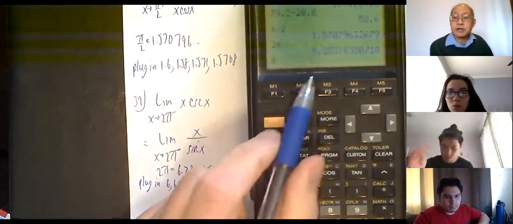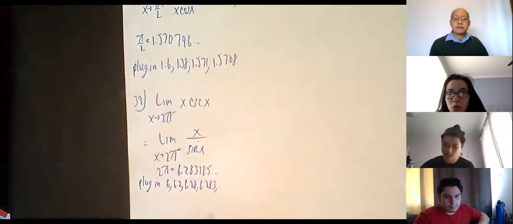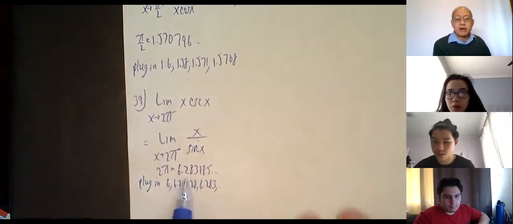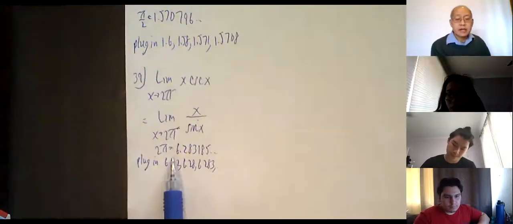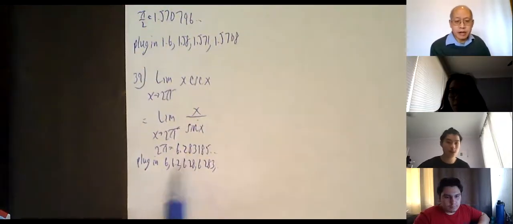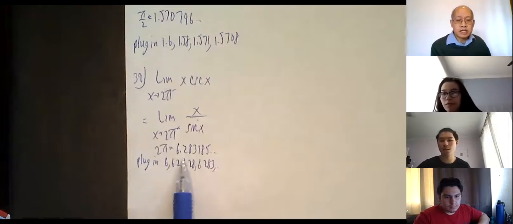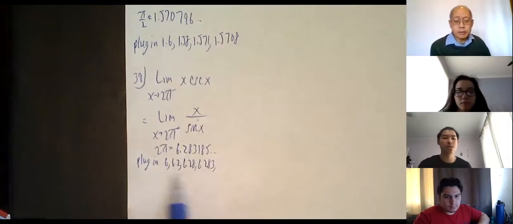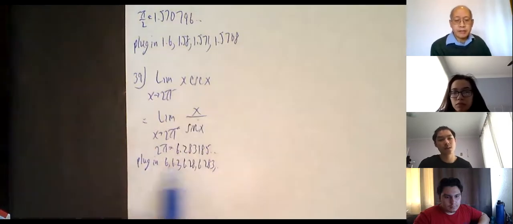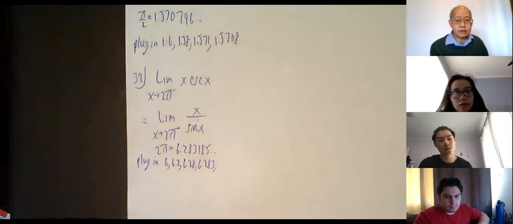Now if you want to approach from the left, then 6 is smaller than this, right? Then 6.2, then 6.28, then 6.283, and so on. So those will be numbers approaching 2 pi coming from the left. Punch them in, and then you should see a nice pattern. Okay, and again, you have to be in radians to do that one.